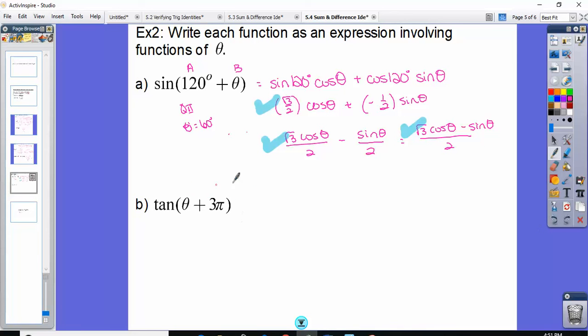Okay. One more. I'm going to change this to a minus. Let's do tangent of theta minus 3 pi. So that means I'm doing my tangent subtraction formula. So that's tangent of the first minus tangent of the second over 1 plus tangent of the first, tangent of the second.